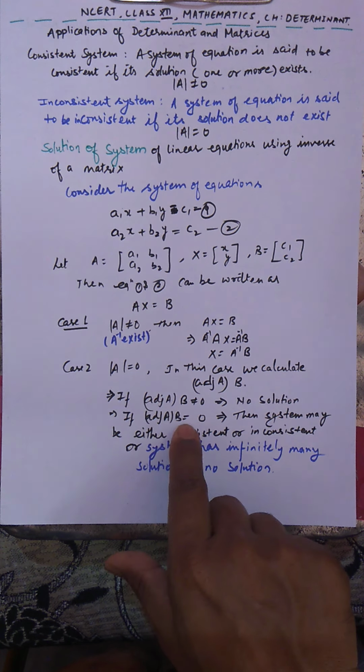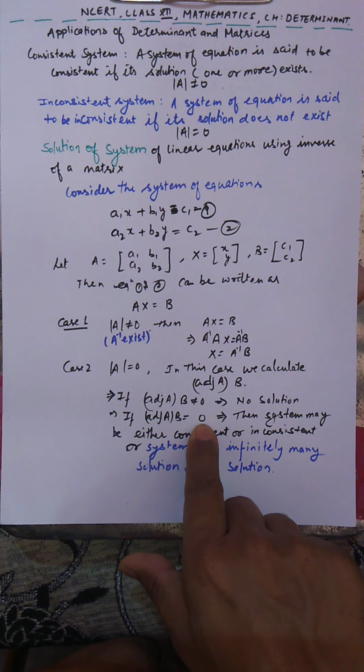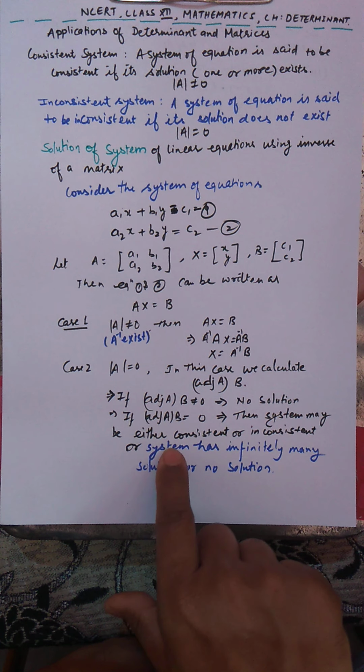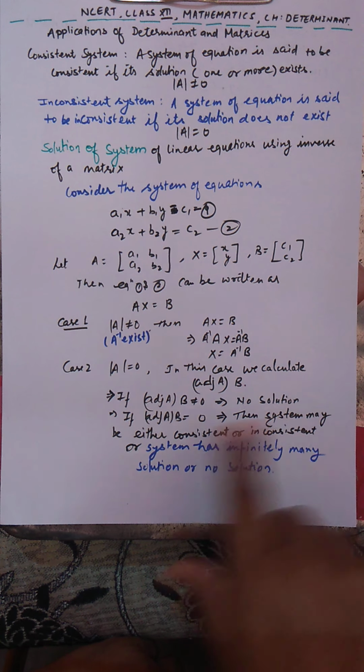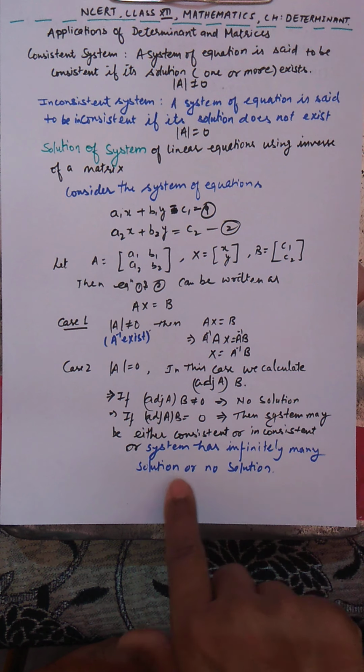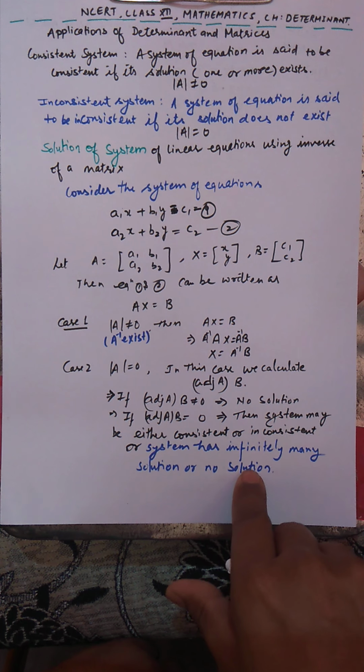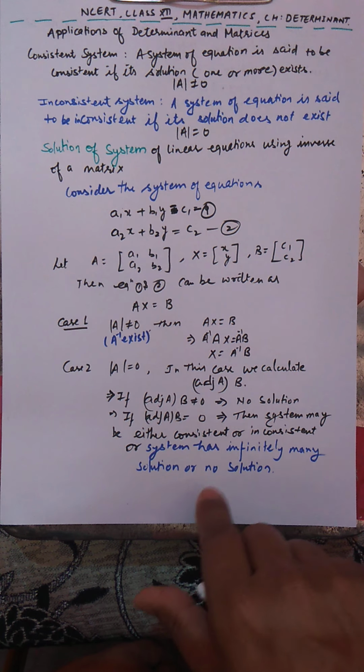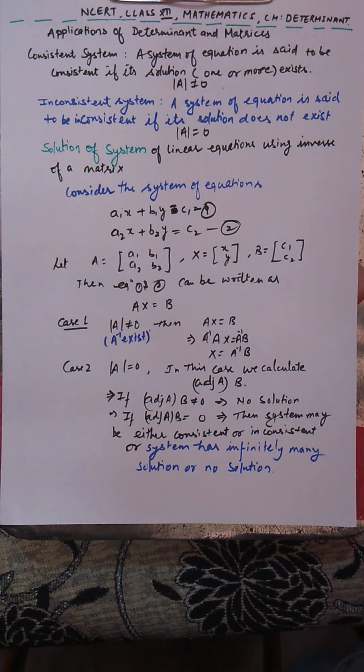If adjoint of A into B is equal to 0, then the system may be either consistent or inconsistent, or the system has infinitely many solutions or no solution. This is the condition when you see that all ratios are equal, a1 upon a2 equal to b1 upon b2 equal to c1 upon c2. It means the lines are coinciding ones and we have infinitely many solutions.